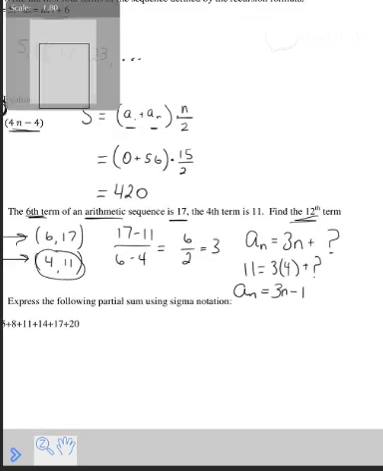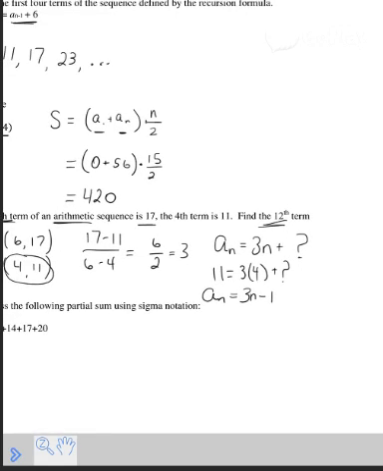Now, the reason we would want to have a formula is now we could find the 12th term by simply plugging in a 12 for n in the formula there. 3 times 12 is 36. 36 minus 1 equals 35. So the 12th term equals 35.